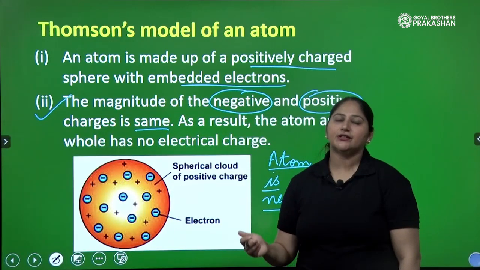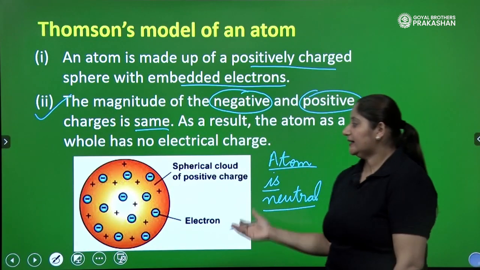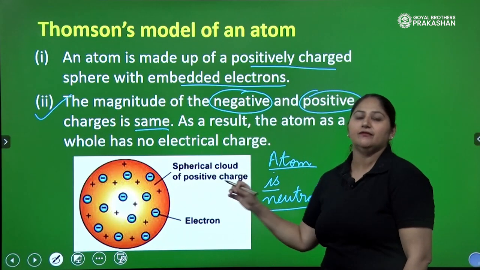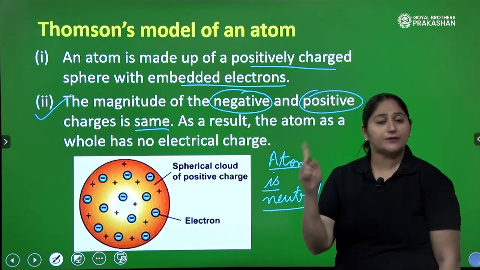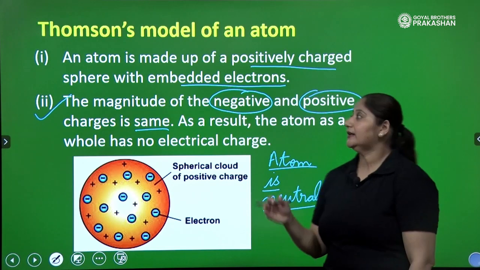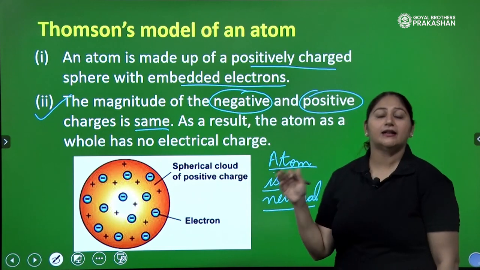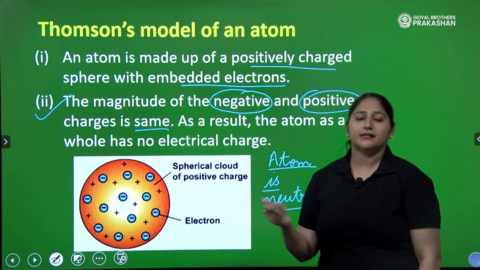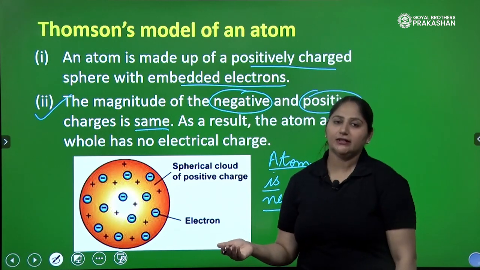So, I hope you have understood the concept very well, that the atom is a positive sphere in which electrons are embedded. This was the first postulate given by Thomson. The second postulate was that the positive and negative charges are equal, therefore atom is neutral. I hope you have got it. Thank you.